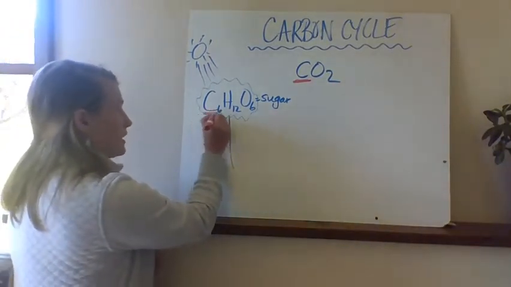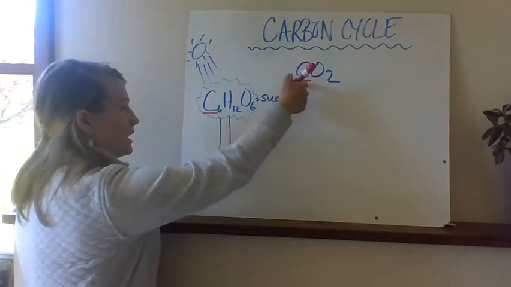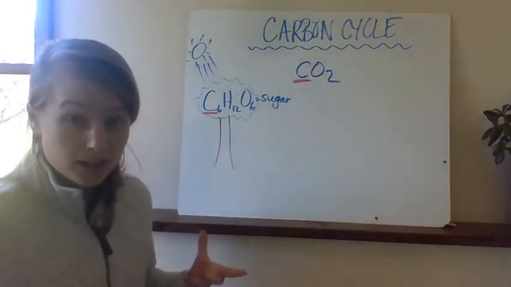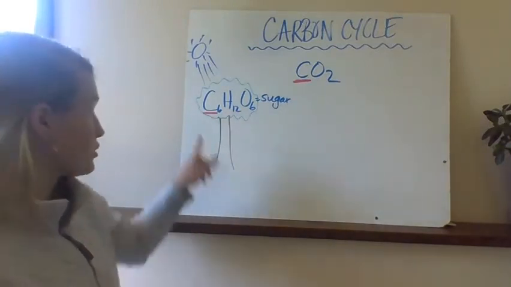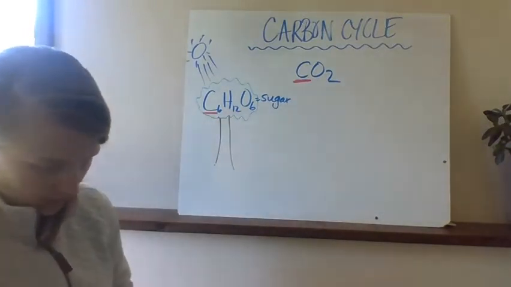Here's our carbon right here. It's the same carbon as this. The tree doesn't have carbon dioxide in it. It changed that carbon dioxide into a sugar. Okay, so now we have our sugar right there.